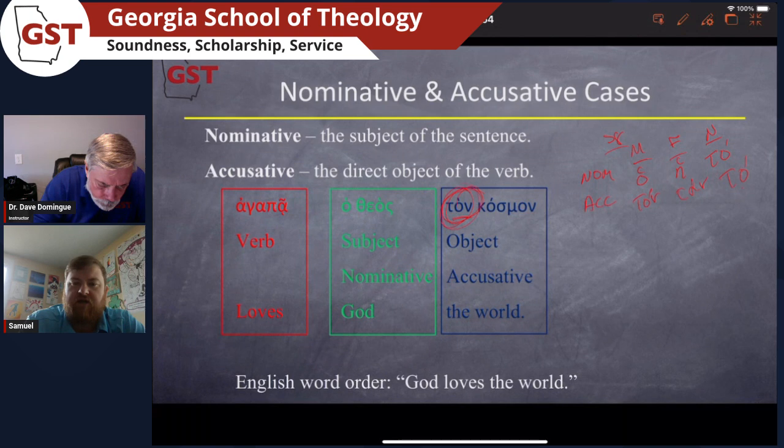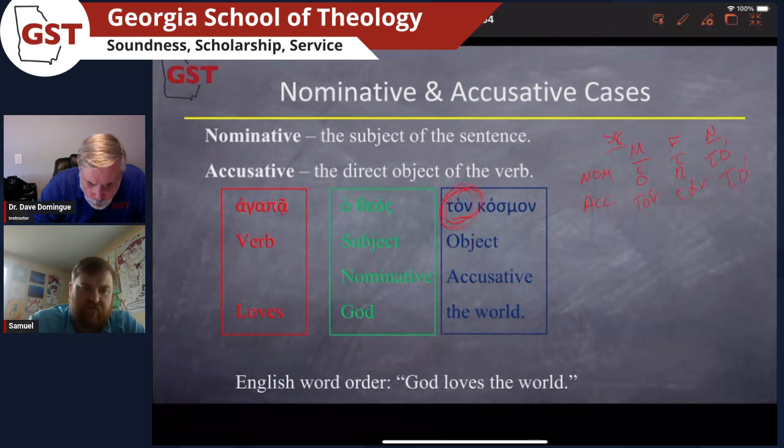Okay, so the cosmon, yeah, the case ending for it can either be masculine singular accusative or nominative neuter singular or accusative neuter, right? But the ton, the article before it, shows that it's a masculine singular accusative.